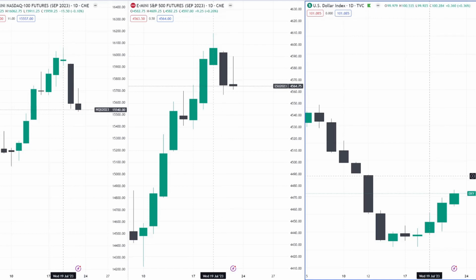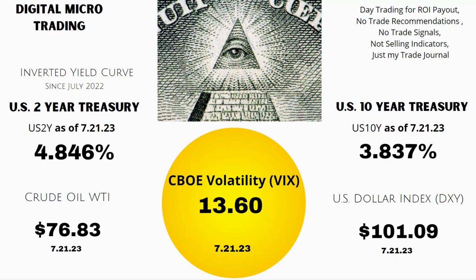Let's go to the next clip. Baseline 5, we've had an inverted yield curve since July 2022. 2-year Treasury 4.84 as the close of Friday, and the 10-year Treasury 3.837 at the close of Friday. The volatility VIX, even though markets went down, we still had a lower volatility. You'd think it would go up. It did not. 13.60. Oil comes in at 76.83, and the dollar at 101.09. Baseline 5, close of Friday.